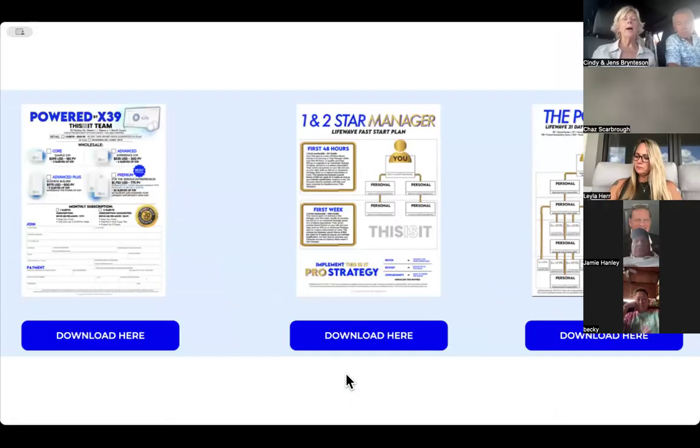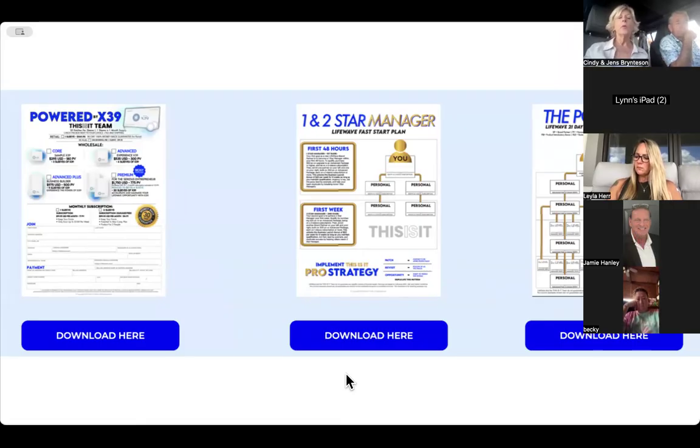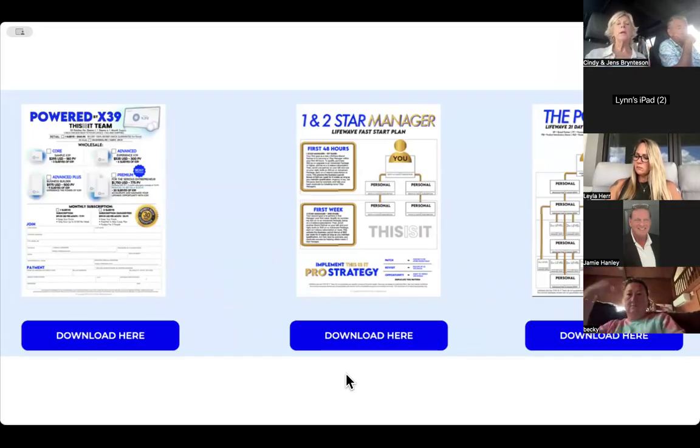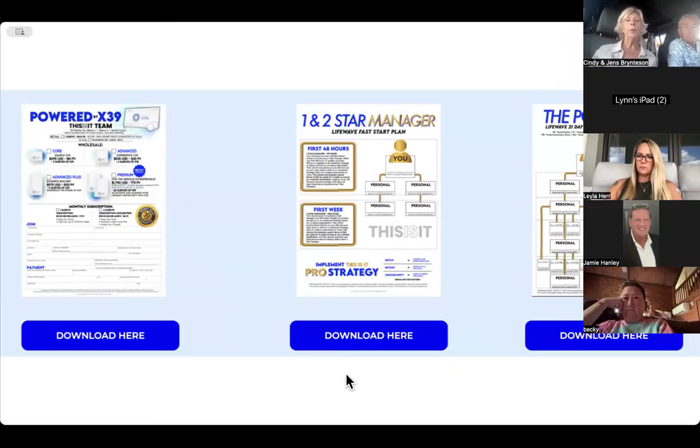Next up, we have a brand new enrollment form and we have a brand new package. So not only do we have core and advanced, we have advanced plus, which is available, and the premium. They've thrown that package between advanced and premium in that we've been excited about and anticipating. And so it is available now. And as you can see, under the This Is It team downloads, we've got the One and Two Star Manager and the Power of Two forms also that you can download.